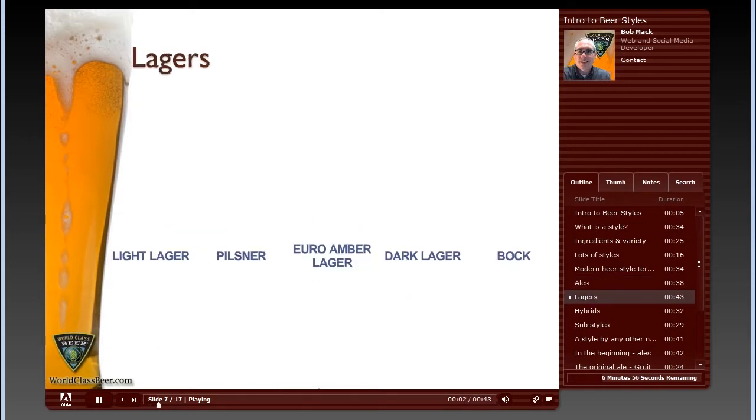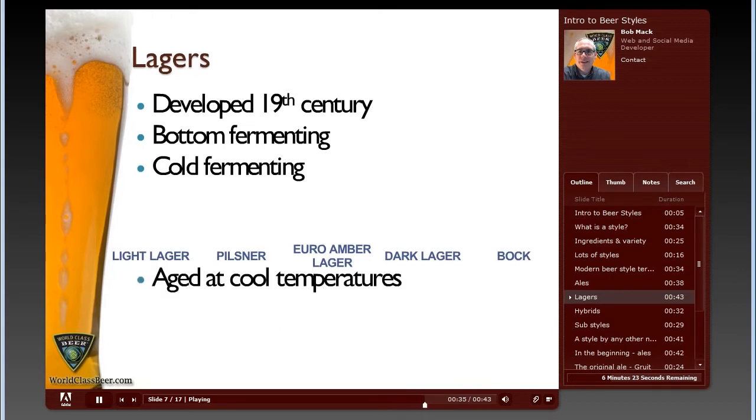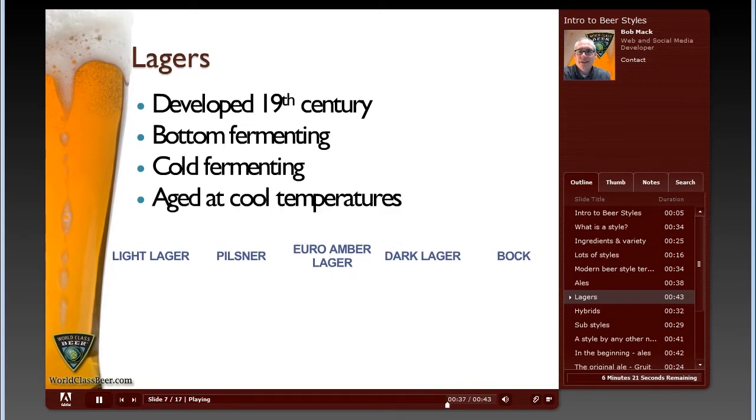Lagers were only developed in the 19th century. Prior to that, a lack of understanding of how yeast worked in beer and a lack of refrigeration combined to make the creation of lagers virtually impossible. Lagers are sometimes called bottom fermenting beers, which means that the yeast sink to the bottom of the beer and do their work of creating carbon dioxide and alcohol there. Lagers also ferment at relatively cold temperatures, usually around 45 to 55 degrees Fahrenheit. Fermenting at cooler temperatures helps to create a smoother beer than most ales. The word lager actually means to store in German, in reference to the cold aging period that all lagers go through before they are ready to consume.